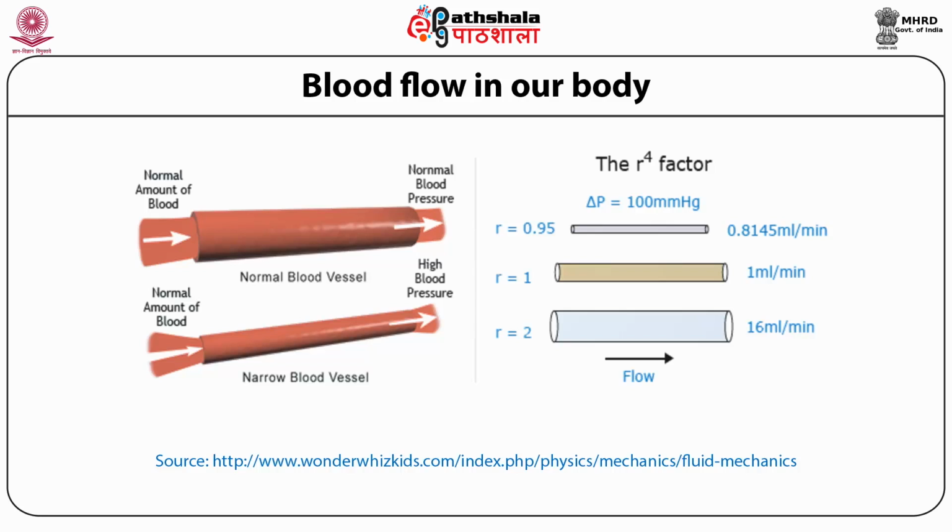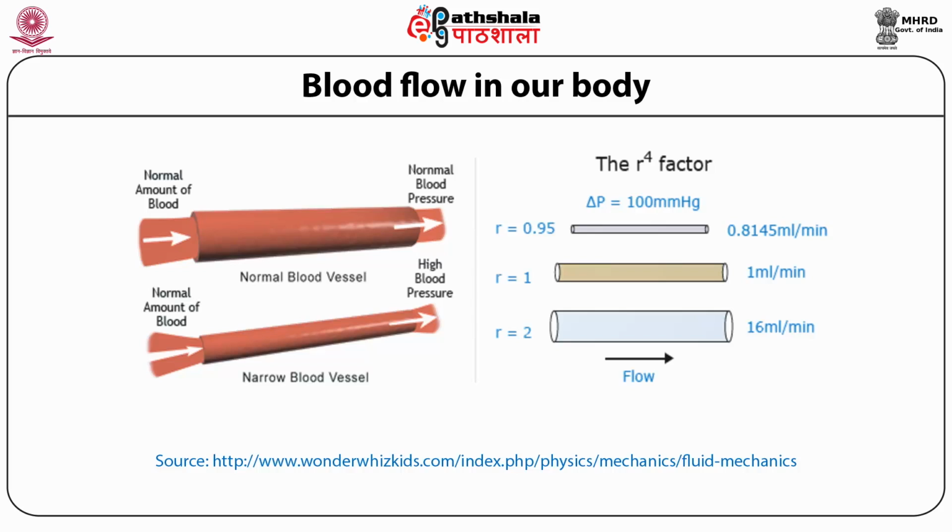Here we have three examples just to calculate, to get a feeling about the differences in the blood flow. In the first one, you have a very narrow blood vessel with a radius of 0.95 in some units. There you get a blood flow of 0.8145 milliliter per minute.